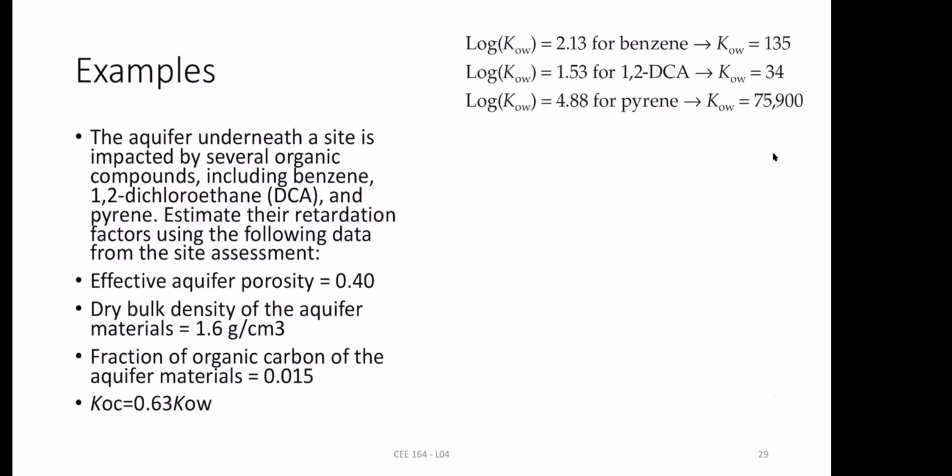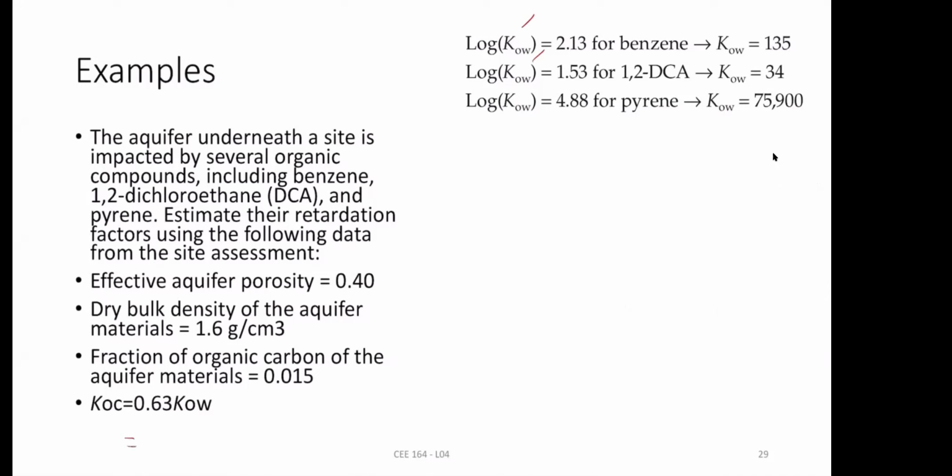Let's solve this example. That's the end of this class then. The aquifer underneath a site is impacted by several organic compounds, including benzene, 1,4-DCA, and pyrene. I gave you all these values, KOW for all of them. So that means you know the KOC value.